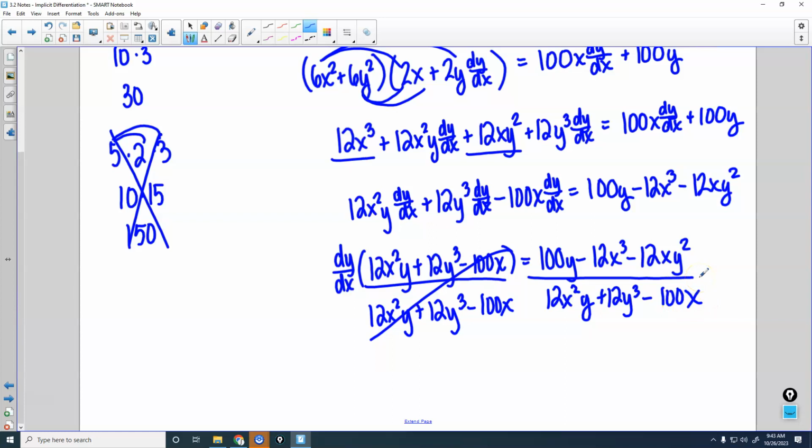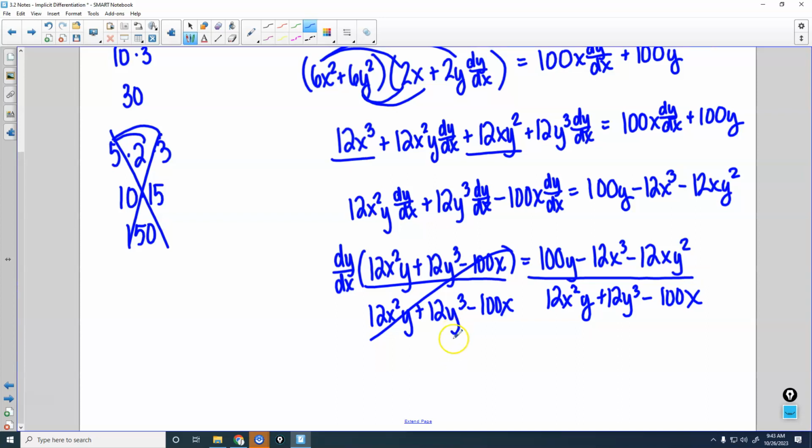I said next to last thing because technically you could be done at this point, but if this is multiple choice or if they've told you what the answer is supposed to be, they're probably going to reduce it. How could I reduce this? Because you've got 100s and 12s everywhere.